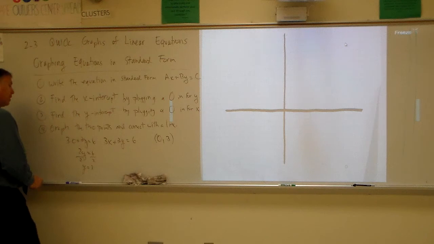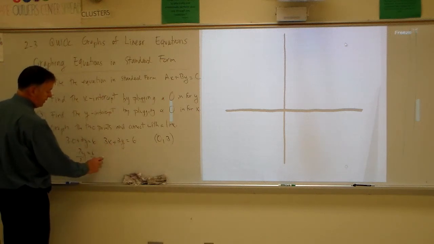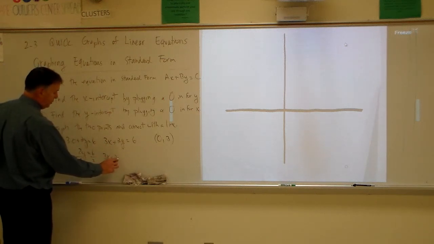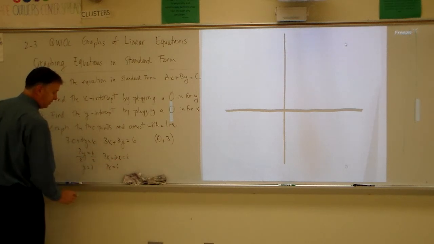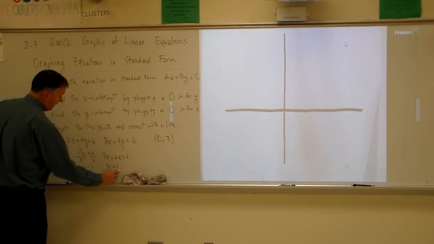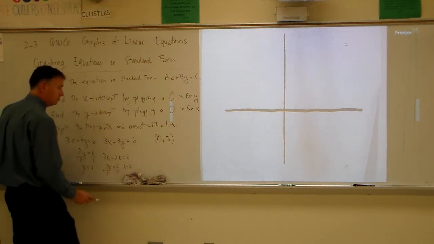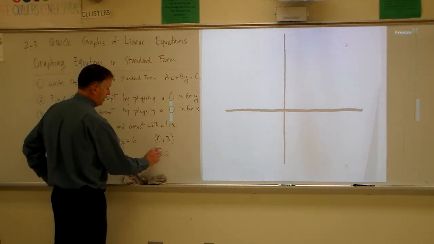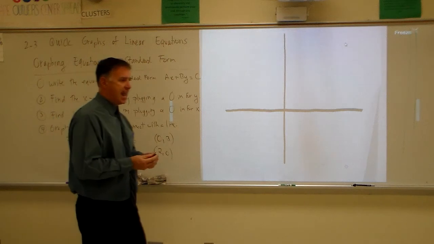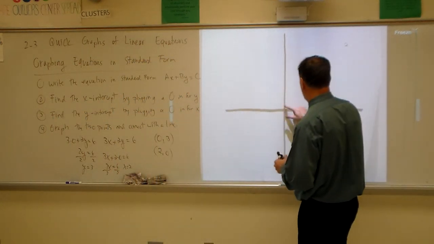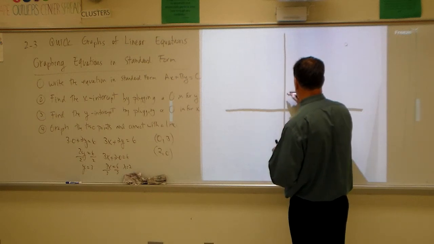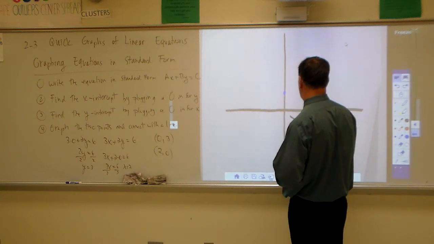And then I plug a 0 in for y, so it's going to be 3x plus 2 times 0 equals 6. 3x equals 6. Divide by 3, divide by 3, and x equals 2. So I get 2, 0. So the points are 0, 3, and 2, 0.